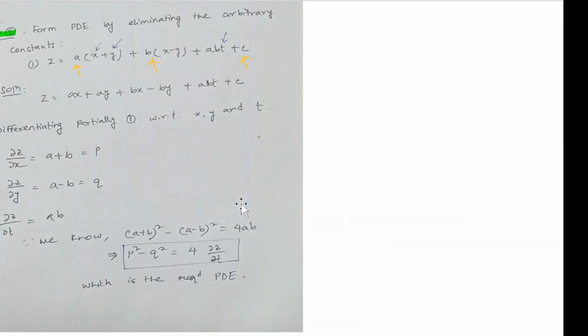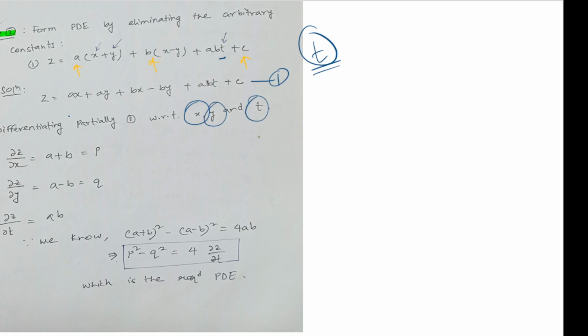After that, I move to solve the next problem. So in this problem, you can see that I have got ax plus y, bx minus y, abt plus c. Here t is also my independent variable. Okay, so in this case I will differentiate partially equation number one with respect to x, y and t.